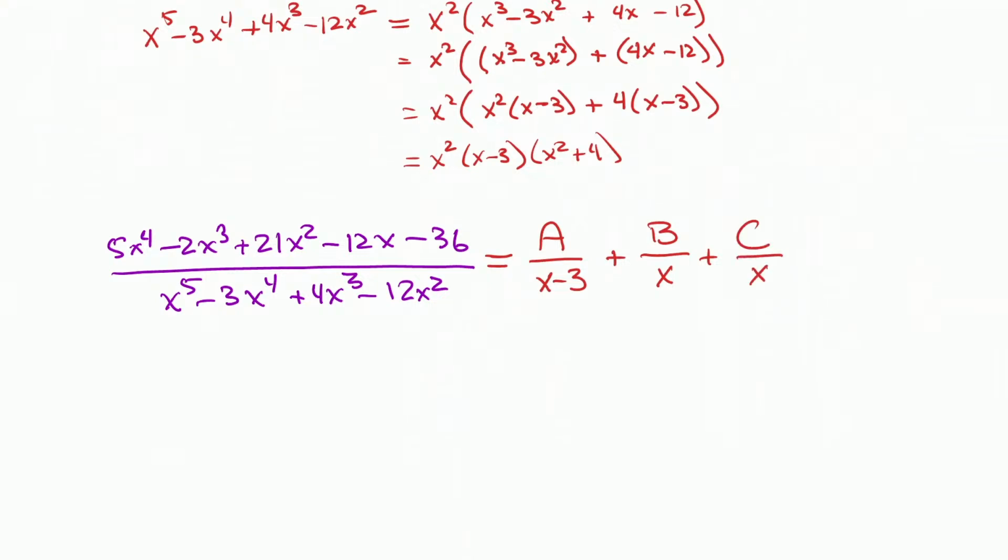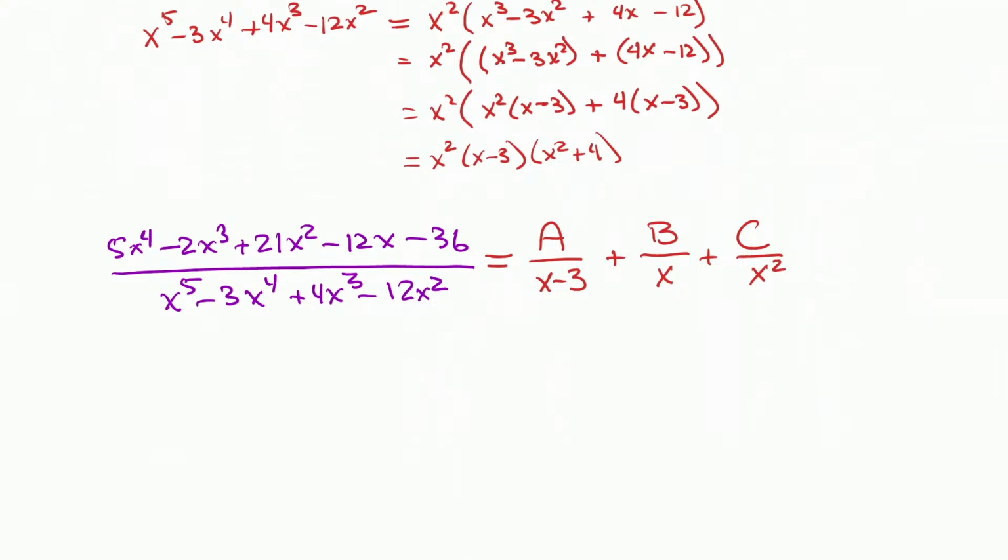But that's kind of silly because b over x is basically the same as c over x. And so whenever you have multiple factors that are the same, the way you account for all of the factors is you say, okay, this is going to be b over x. The next one will do c over x squared.